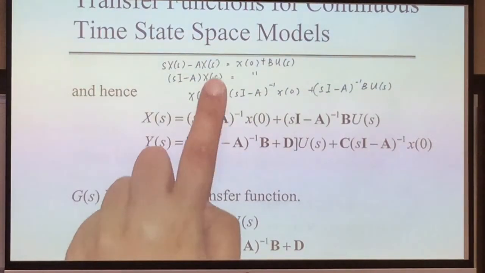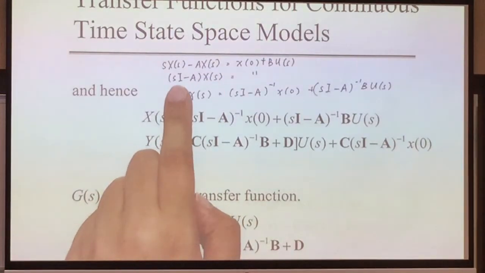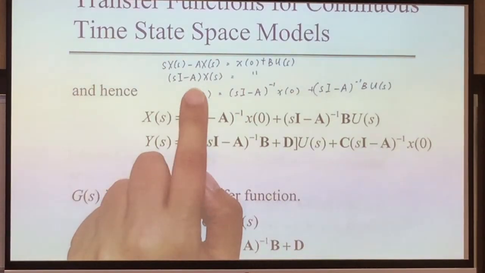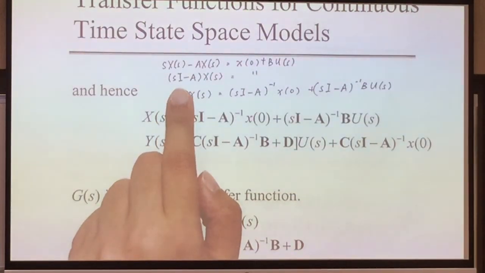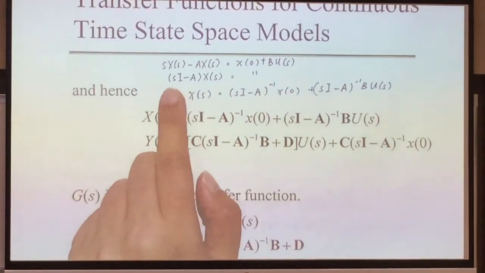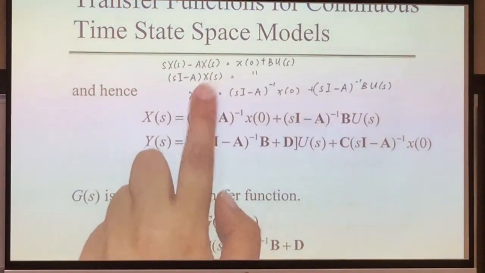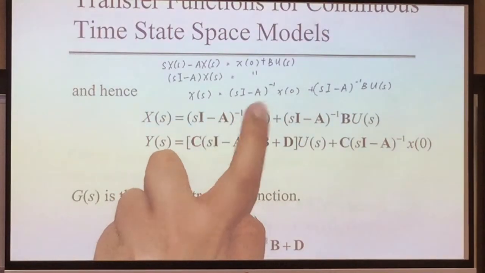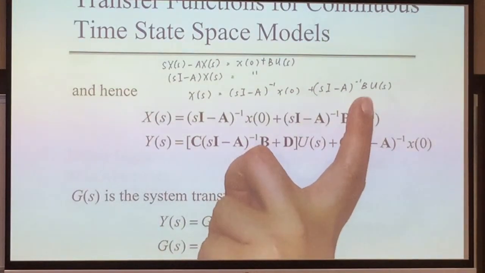Okay, so if you collect X(s) on one side, you have sX(s) minus AX(s), so it's sI, because now you are dealing with matrices. You can't just write s minus A, because s is just frequency, it's just j omega. So you must have an identity matrix I, which is of the same order as A. Okay, so (sI minus A) X(s) equals x0 plus BU(s) on the right hand side. So X(s) will be, we move this to the right hand side, (sI minus A) inverse x0 plus (sI minus A) inverse B U(s).